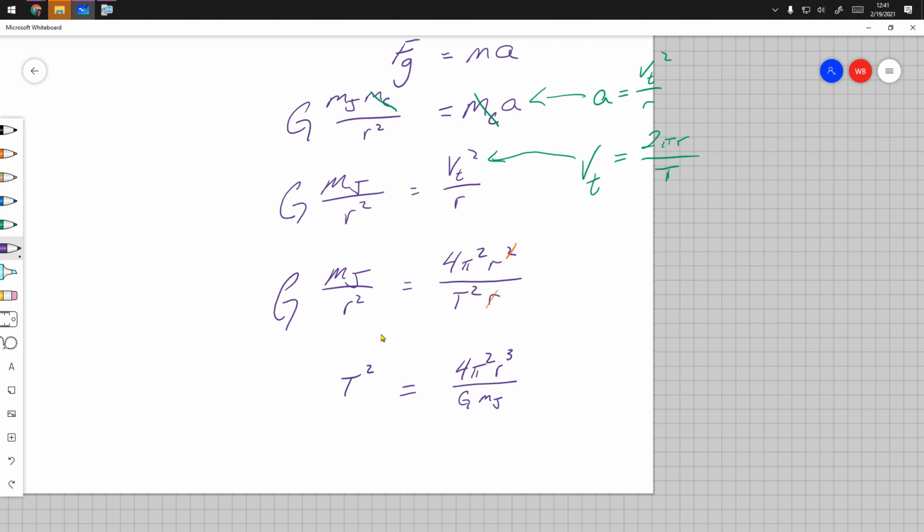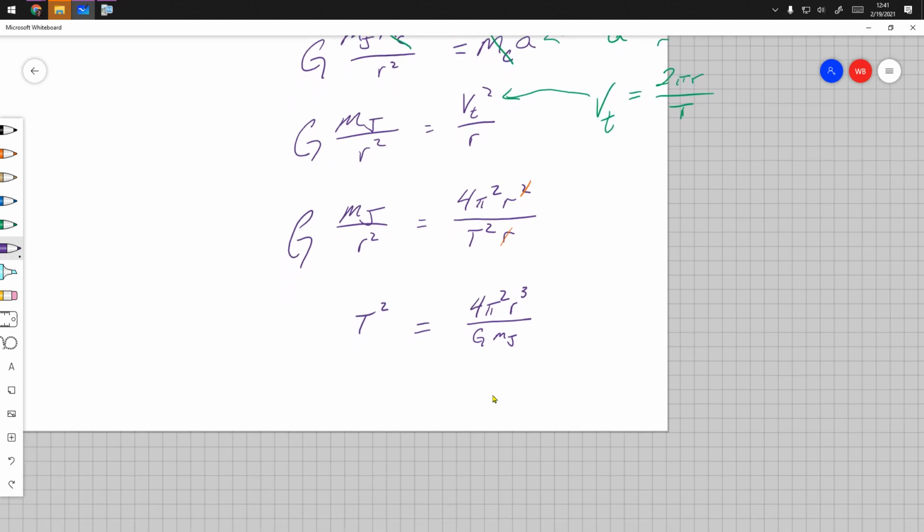Now let's make sure that I didn't forget anything here. So let's see. I multiplied by t squared to get t over there, and that's in the numerator. That's good. I divided by the mass of Jupiter. I divided by G. Great. And I moved the r squared over to the numerator there. Yes, I did. Okay, great. Now it looks like I did everything there.